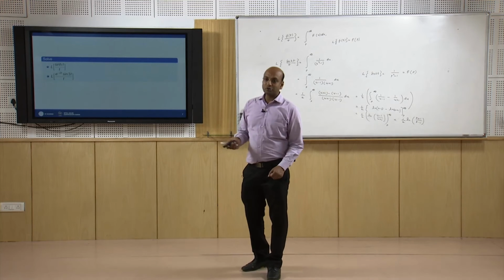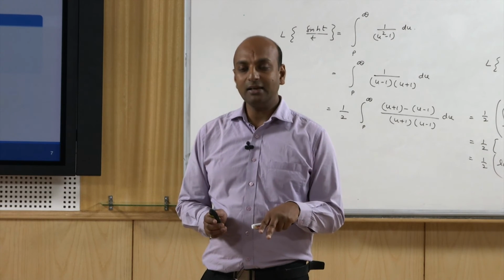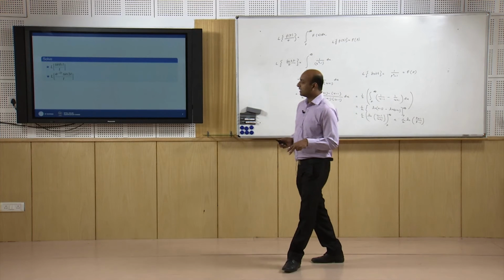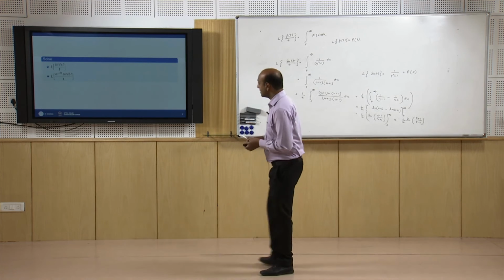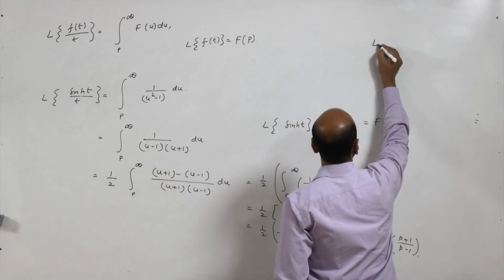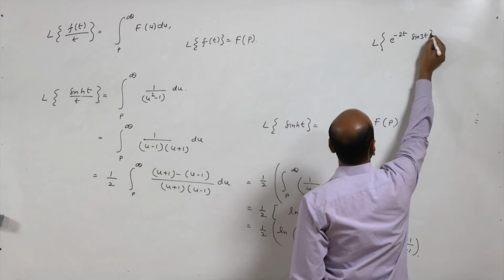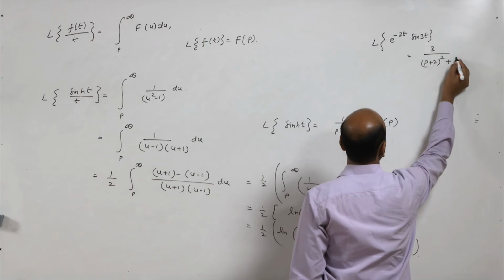The second problem can be solved on the same lines. First you find the Laplace transform of the numerator. What is f(t) here in the numerator? It is e to the power minus 2t sin 3t. What is the Laplace transform of sin 3t? It is 3 upon p square plus 9. And for e to the power minus 2t you simply replace p by p plus 2. That means the Laplace transform of e to the power minus 2t sin 3t will be nothing but 3 upon (p plus 2) whole square plus 9.